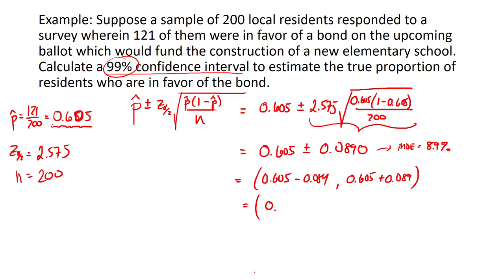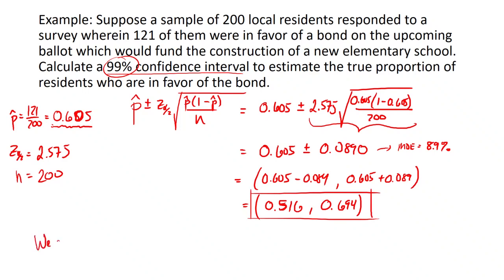What's that? 0.516? 0.516 up to 0.694. Right? So that would be our confidence interval.